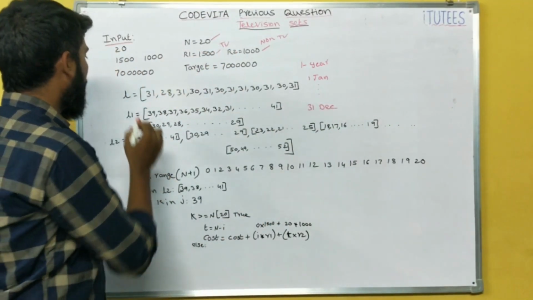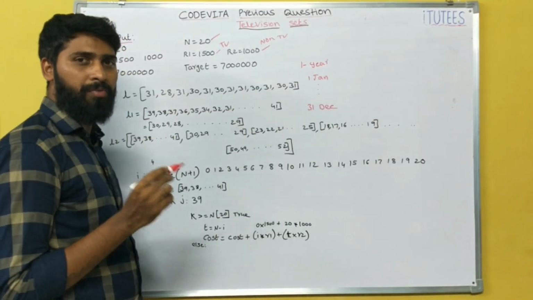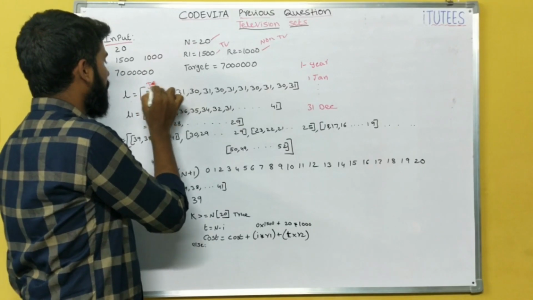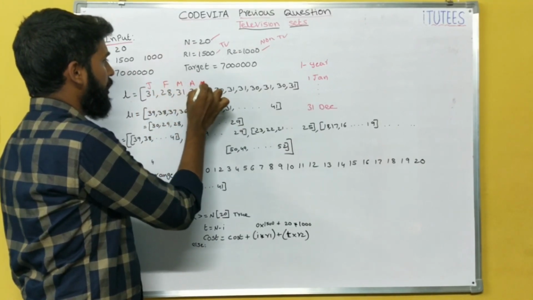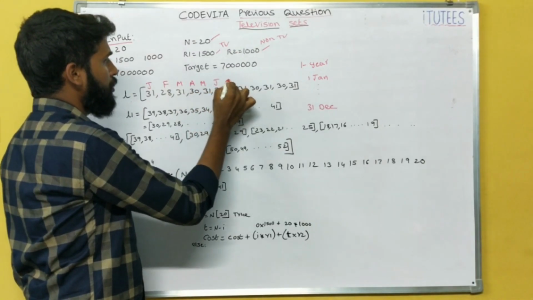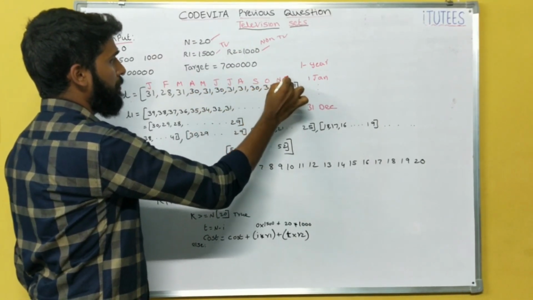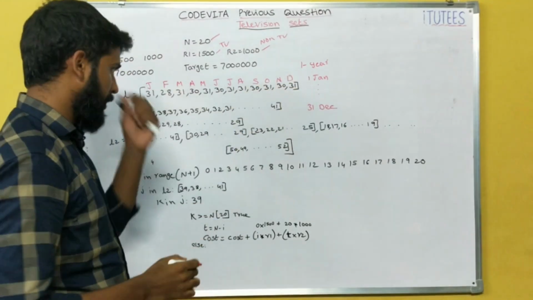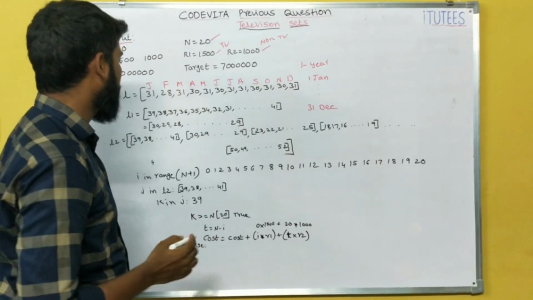So for that I am taking one list. In this list I am going to store the number of days per month. This is January, February, March, April, May, June, July, August, September, October, November and December. So these are how many days we have in every month.